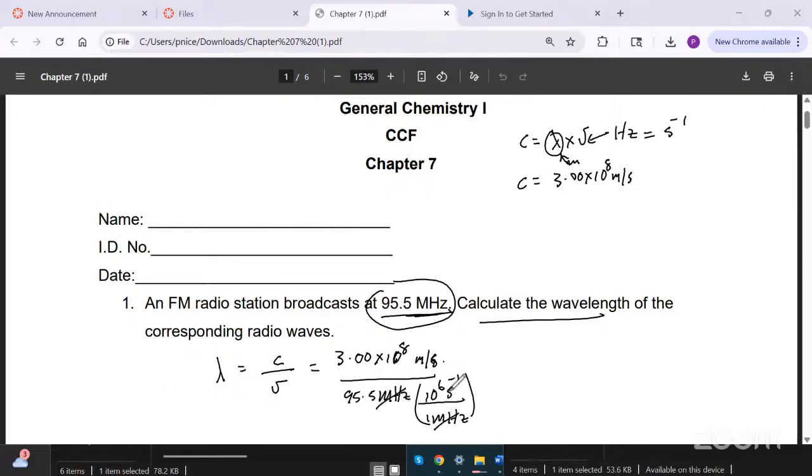So this will cancel with that, and you're going to end up with your answer expressed in meters. So when I do the calculation, 3 times 10 to the 8 divided by 95.5 times 10 to the 6, according to my calculation, and please correct me if I'm wrong, I got 3.14 meters, rounded off to 3 sig figs. And that's basically how you would do that problem. Okay, any questions about this one? Any questions?